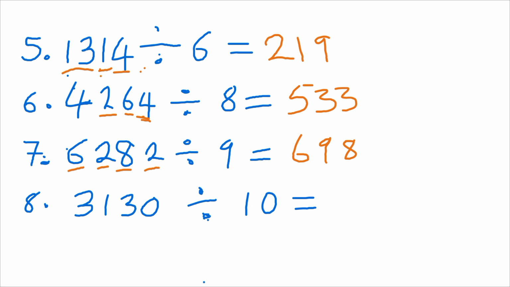Then the last one is, how do you know if a number is divisible by 10? A number is divisible by 10 if the last digit is 0. So the last digit I have here is 0. So that shows that this number is divisible by 10. So 3,130 divided by 10 will give you 313. So this is the simple way of knowing if a number is divisible by any value from 2 to 10.